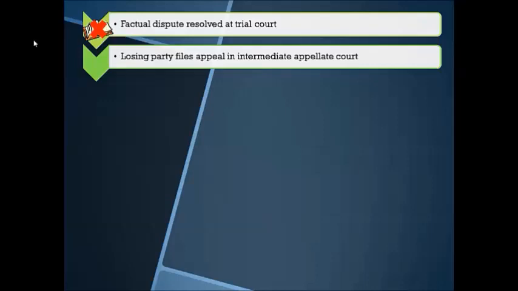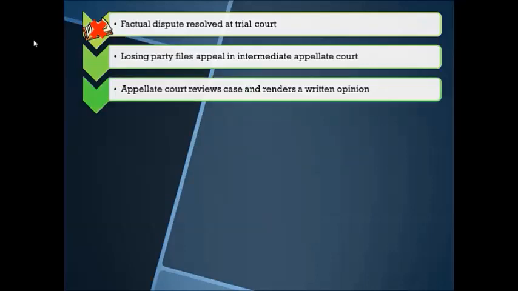The losing party files an appeal to the appellate court. Appellate court reviews the case and renders a written opinion. And remember, what the court reviews here is what we call the record. And what's included in the record is not new evidence, right? What's included in the record is what was presented at trial, so the evidence presented at trial, the documents that have been filed with the clerk of the court, and hopefully a transcript of the trial proceedings if one of the parties hired a transcriber, a court reporter, to come in and transcribe the proceedings.